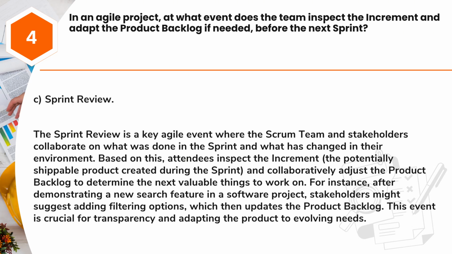Answer: C. Sprint review. The sprint review is a key Agile event where the Scrum team and stakeholders collaborate on what was done in the sprint and what has changed in their environment. Based on this, attendees inspect the increment, the potentially shippable product created during the sprint, and collaboratively adjust the product backlog to determine the next valuable things to work on.